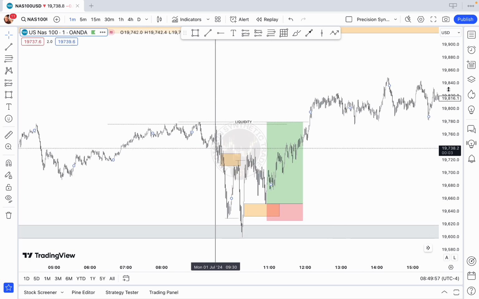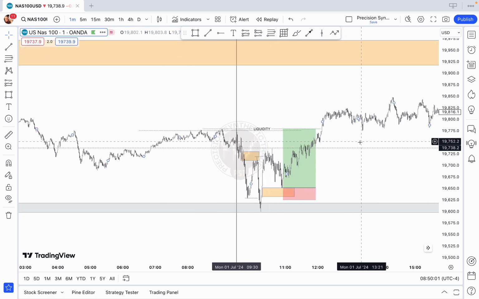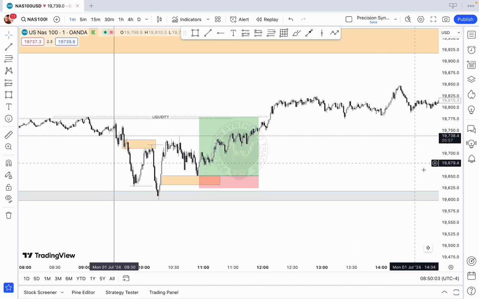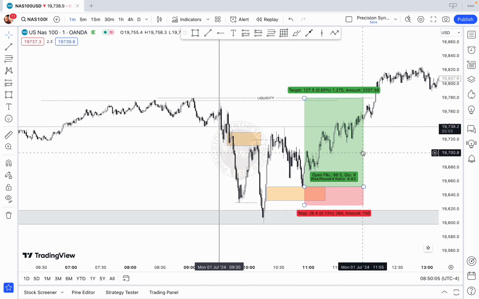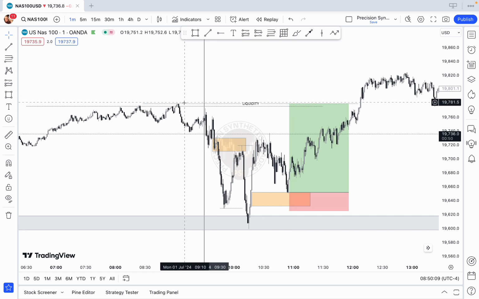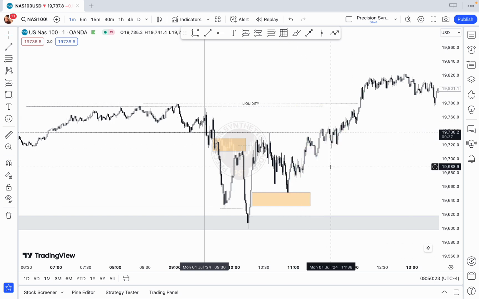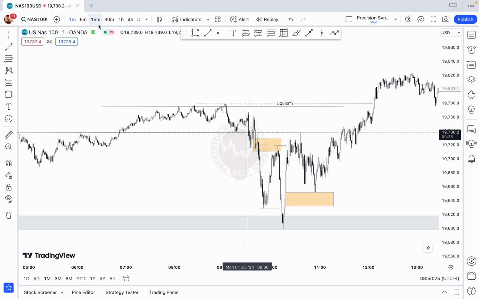But I'm still waiting for price to go and touch this level here. And that was my next entry. As you can see, this was my next entry. And as soon as price reached our liquidity levels, I exited the trade. As you can see, this one was a nice 2000 pips. And yes, that's how I caught my NAS trade yesterday.